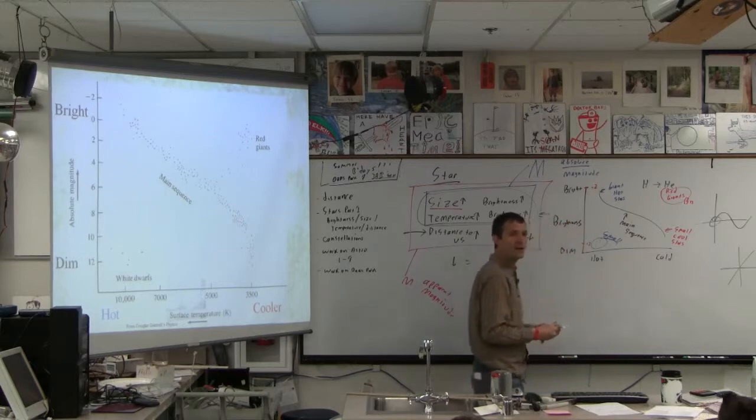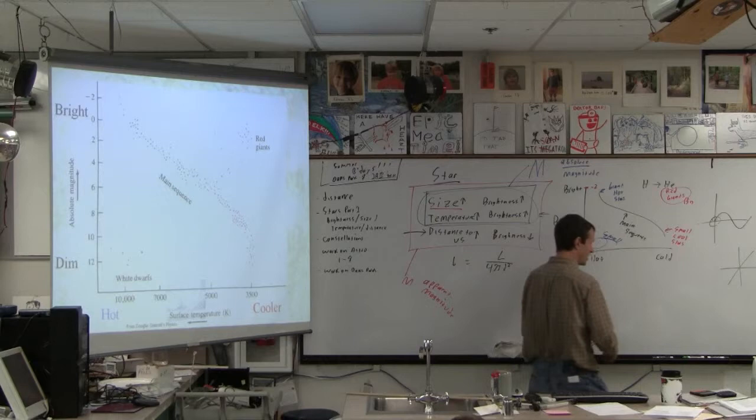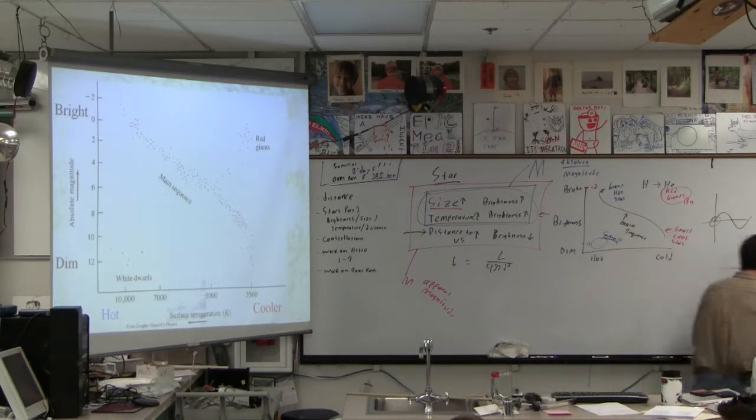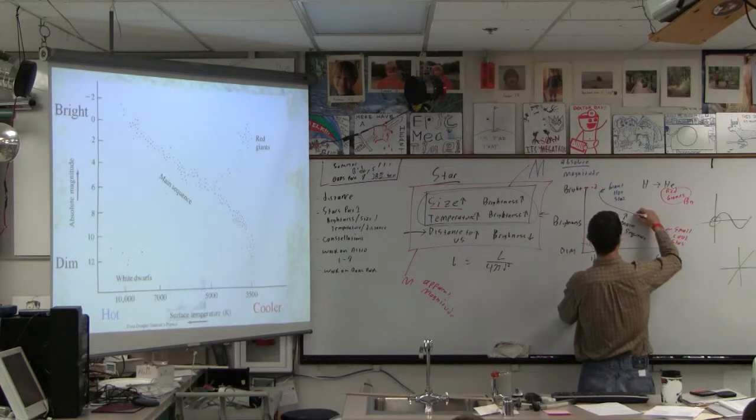Anyway, label these guys small. Now let's take a star here. Let's pick a different color. Let's suppose I have a star and it goes from here and it goes like this.